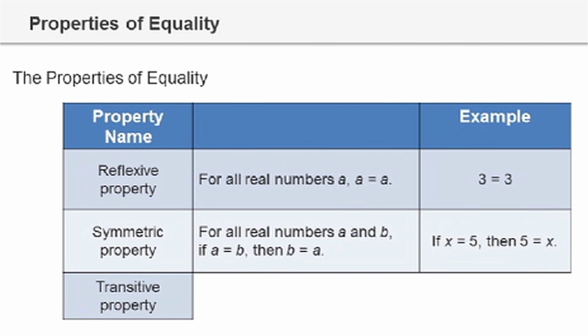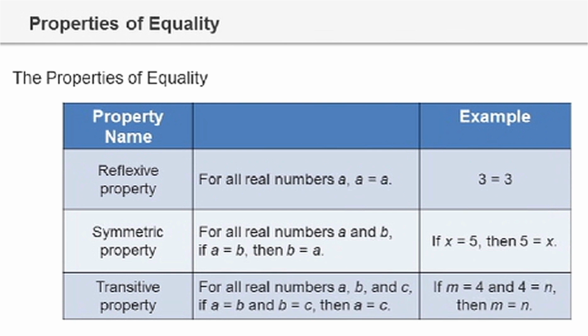The symmetric property states that for all real numbers a and b, if a equals b, then b equals a. For example, if x equals 5, then 5 equals x. And finally, the transitive property states that for all real numbers a, b, and c, if a equals b and b equals c, then a equals c. For example, if m equals 4 and 4 equals n, then m equals n.